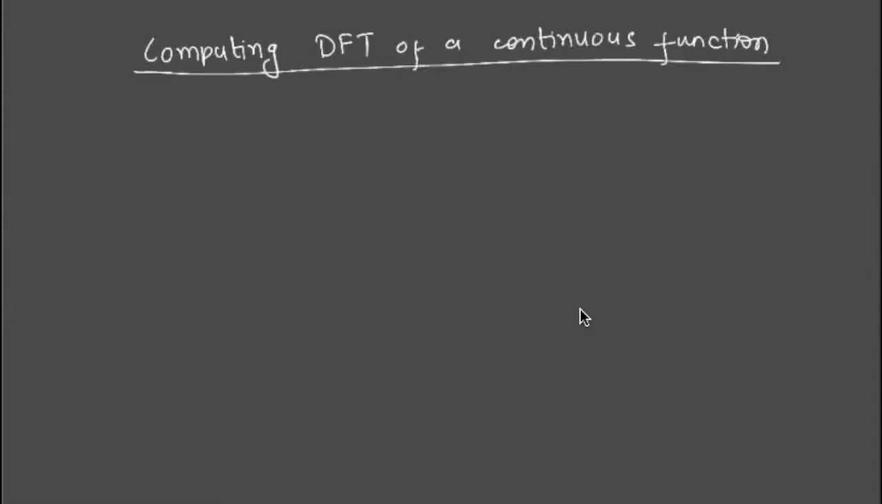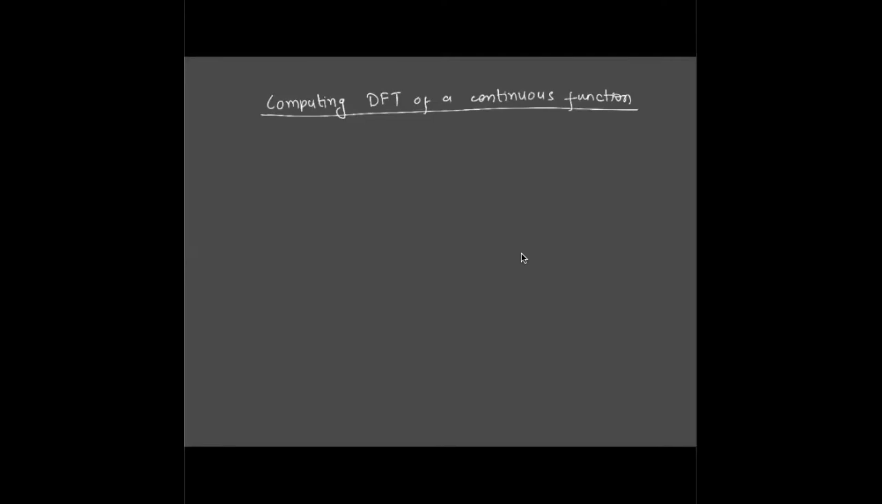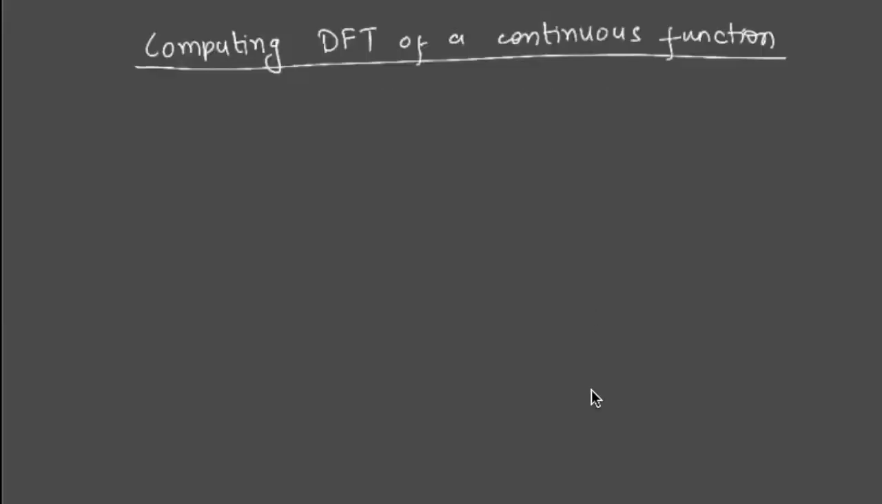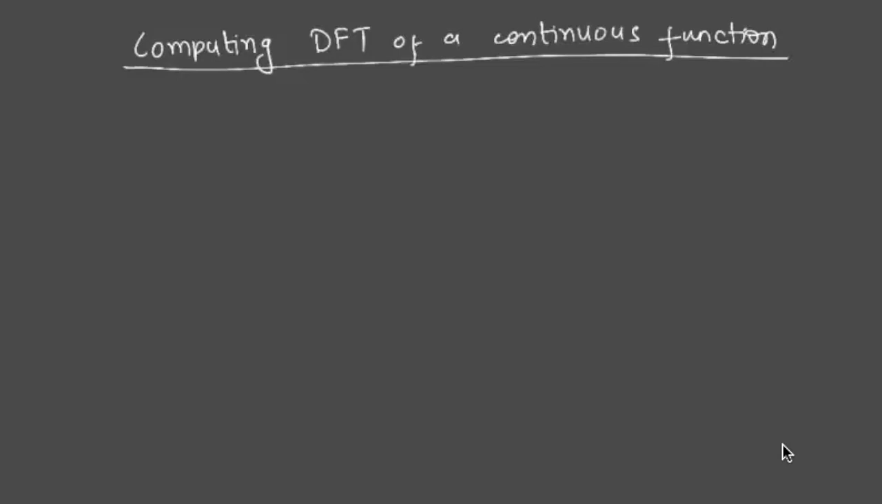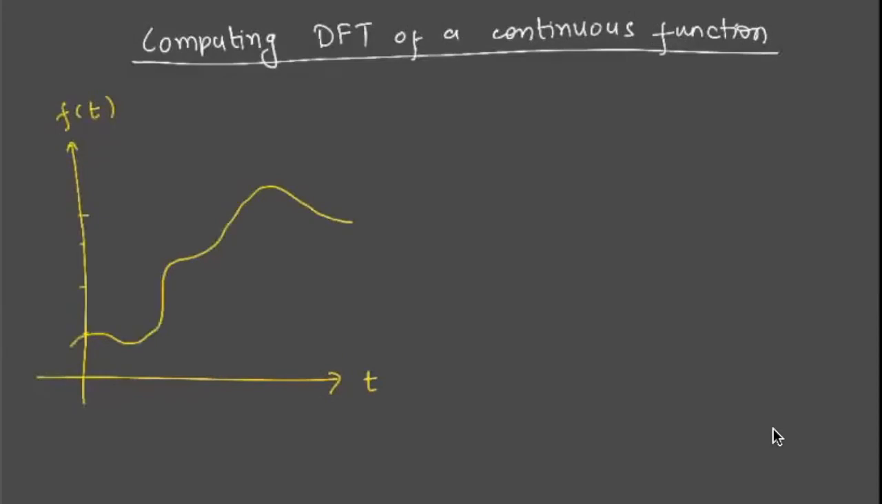Computing DFT for one analog or continuous function which is given. So let me first draw. We have a function which is a continuous function. So we have t on the x-axis, and the y-axis is f of t, something of this sort. So first we need to convert this f of t to f of x. So let us do it first.